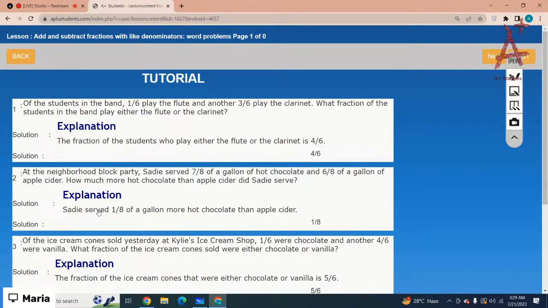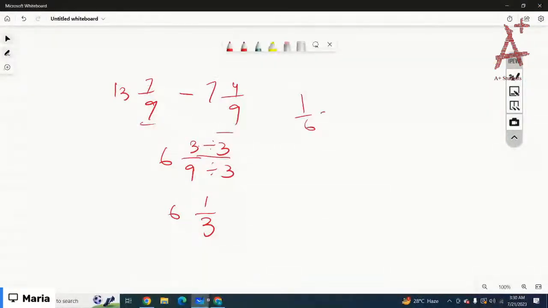So you have to add the fractions 1 over 6 plus 3 over 6. They have the like denominators. You simply have to add their numerators. So 3 plus 1 is 4. The correct option is 4 over 6.